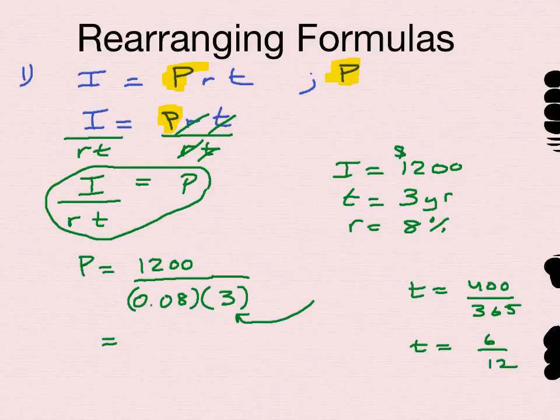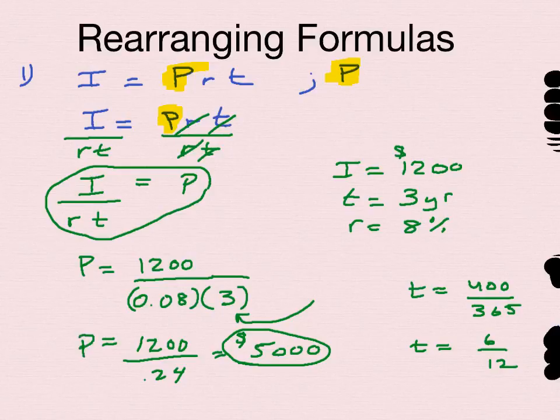If you need to, make sure you use big brackets. 1,200 divided by 0.24, which is going to be 5,000. So the principal invested was $5,000 in order for you to get a return of the investment of $1,200.